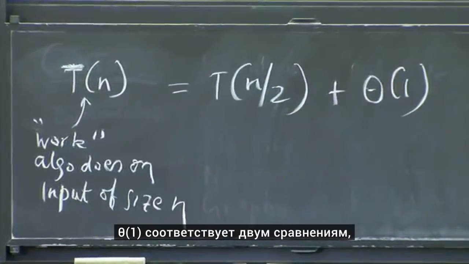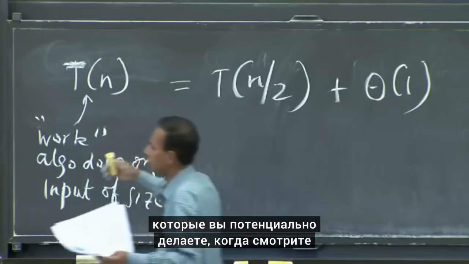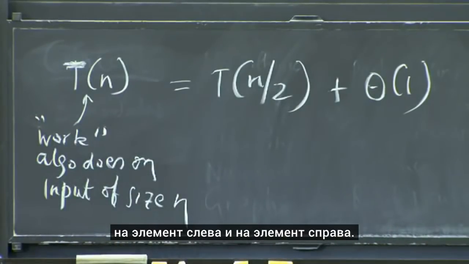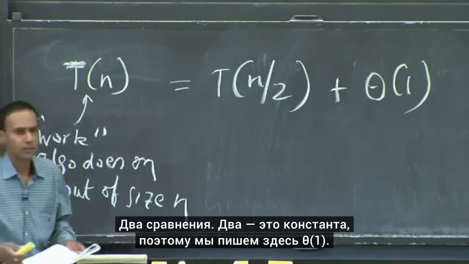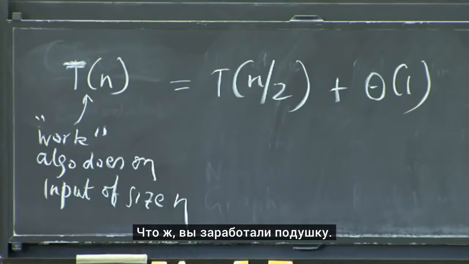And this theta 1 corresponds to the two comparisons that you do, looking at potentially the left-hand side and the right-hand side. So that's 2, a constant, so that's why we put theta 1. All right? So you get a cushion 2.